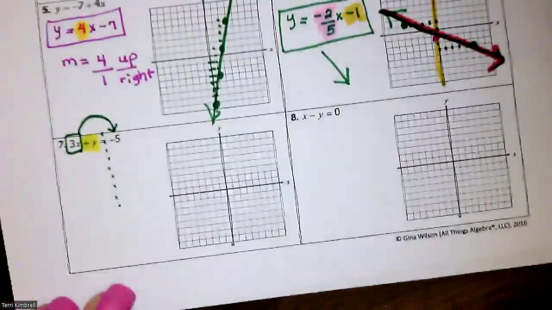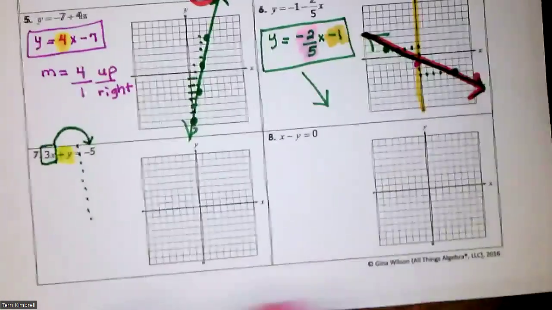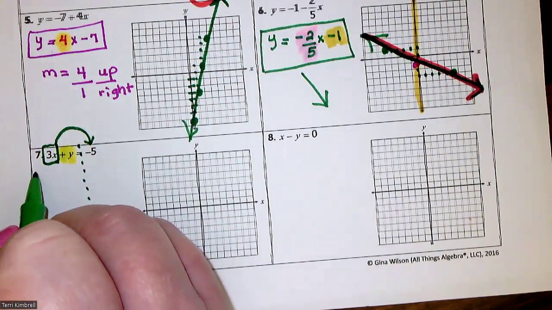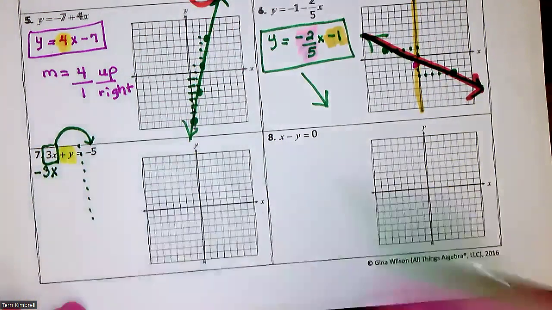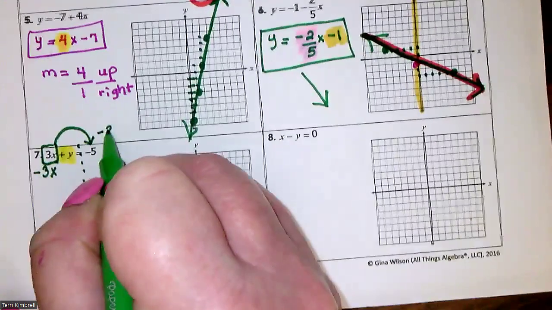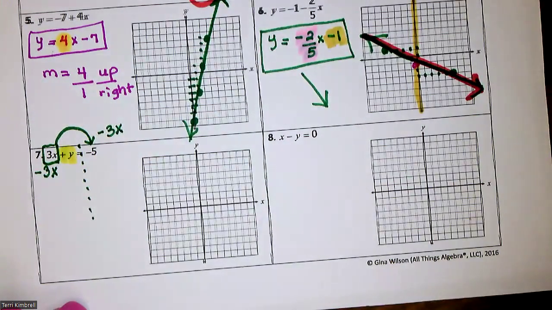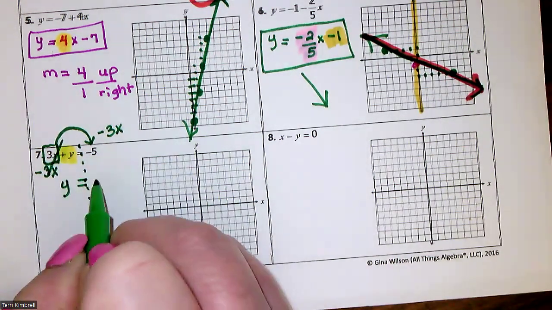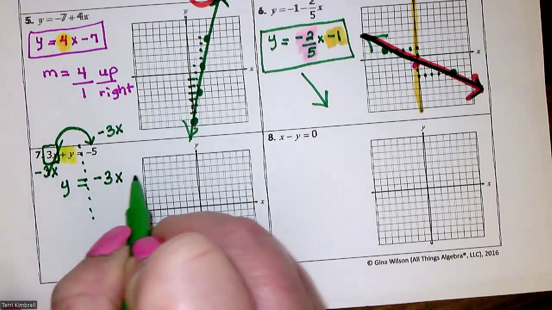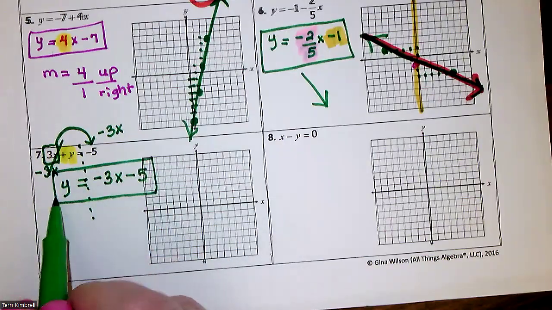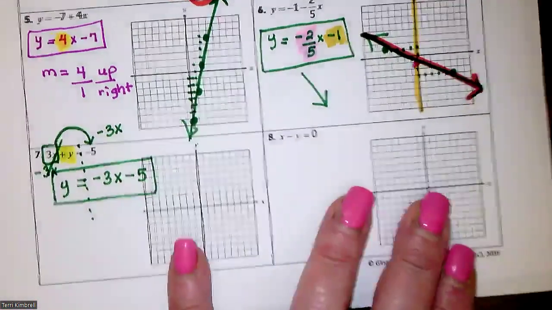So in order to move that, I'm going to need to get rid of it. So if I have a 3x and I want to get it to go away, I'm going to subtract 3x because 3 minus 3 would cancel out. So if I do that to one side, remember I do that to the other side. So I'm going to bring down y equals, and I'm going to have negative 3x minus 5. So now I have the problem in slope-intercept form.